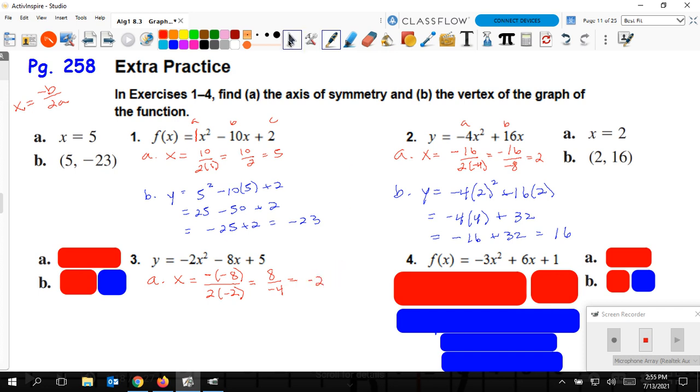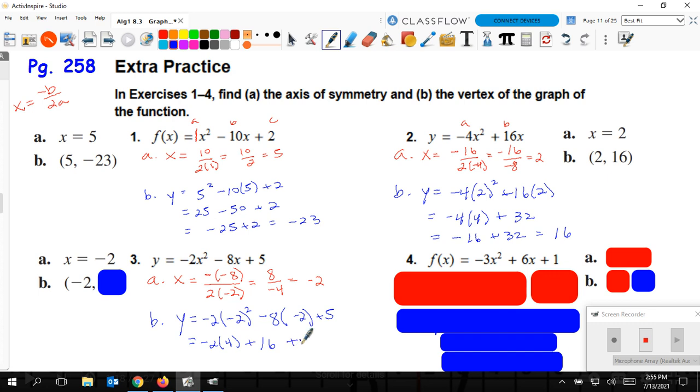So our axis of symmetry will be x equals -2, which is also the x-coordinate of our vertex. We need to find the y-coordinate now. So for B, y is equal to -2 times x squared, so times (-2) squared, minus 8 times -2, and then plus 5. So (-2) squared is going to be +4. So we're going to get -2 times +4. And then negative times negative will be a positive, 8 times 2 is 16, plus a 5.